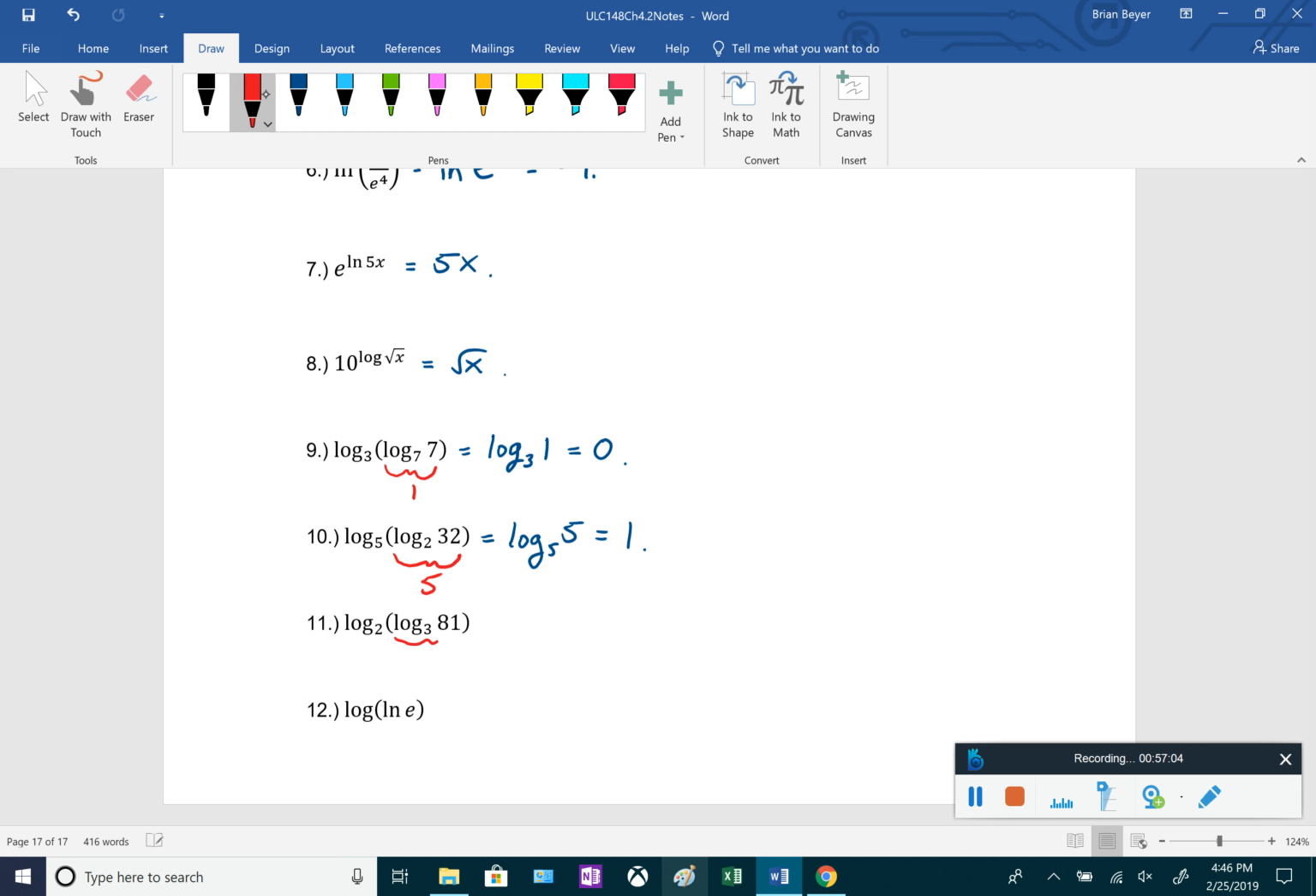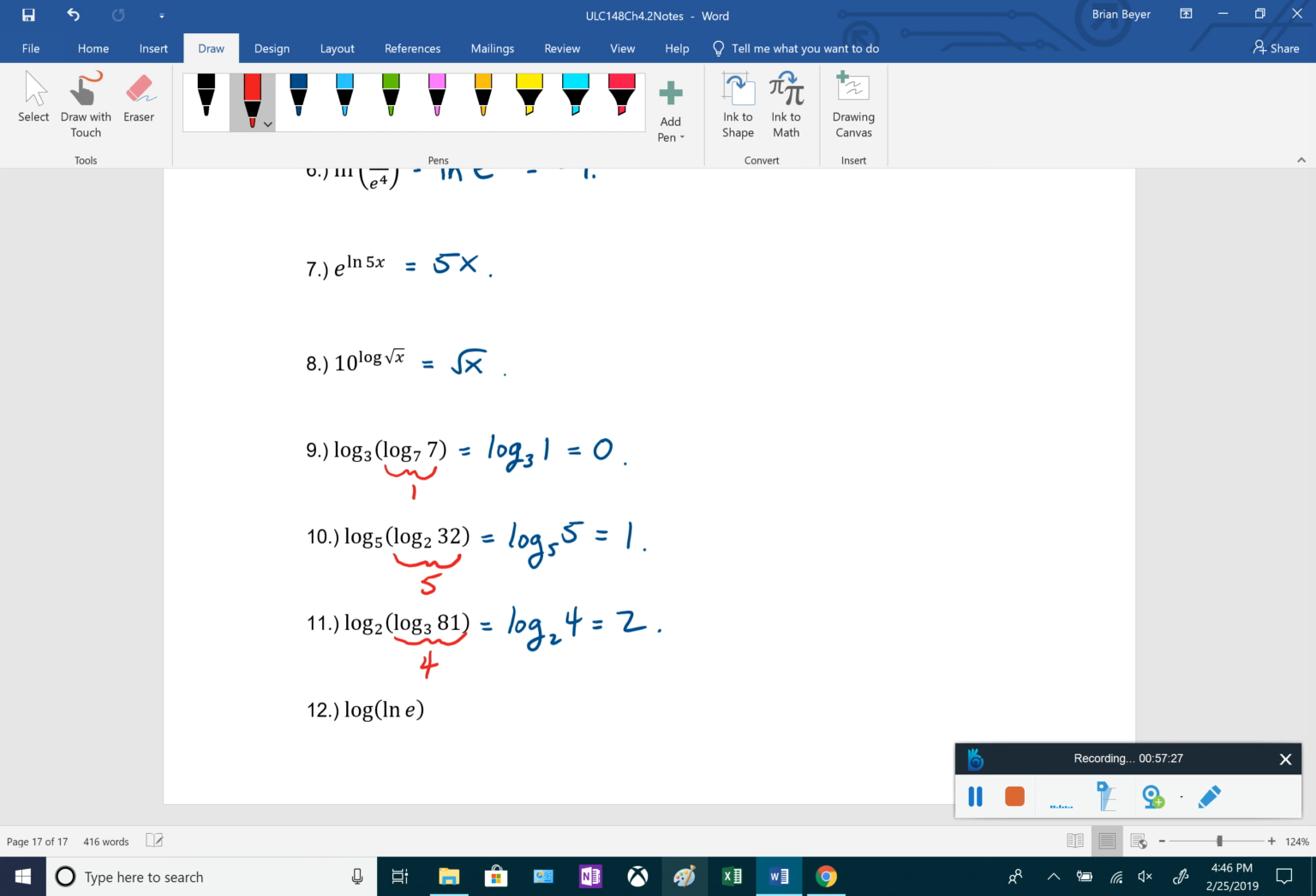For number 11, log base 2 of log base 3 of 81. Log base 3 of 81, 3 raised up to what power equals 81? 3 raised up to the 4th power equals 81. So this is going to be log base 2 of 4. Then you can say 2 raised up to what power equals 4? The answer is 2.